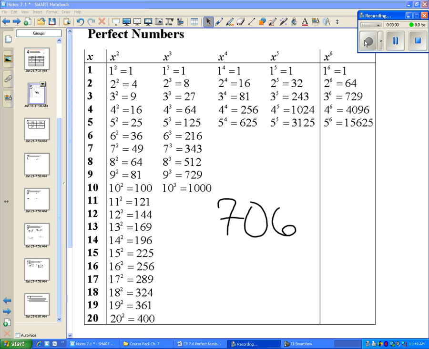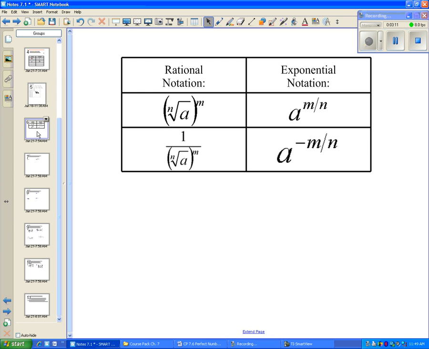So now that I'm memorizing these numbers so that I can reduce them if necessary, or I can multiply them out, what's the use of this? What does this look like? Well, this next slide is the main thing. So let's look at this. Radical notation and exponential notation. So what I'm doing is I'm looking at roots and powers.